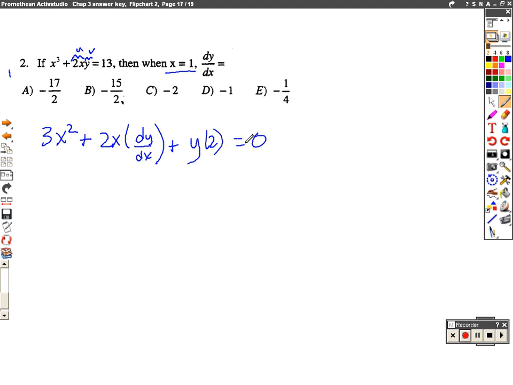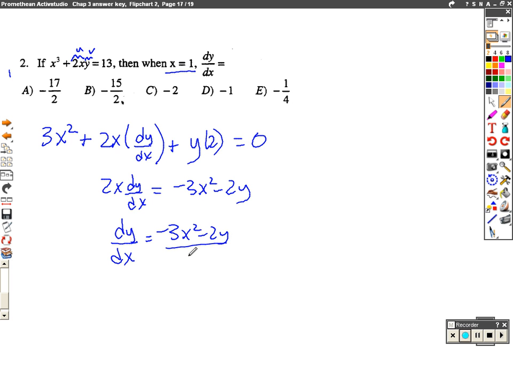We only have one term with dy dx, so we're going to put everything on the other side. 2x dy dx equals negative 3x squared minus 2y. And we're going to divide both sides here by the 2x, and we get negative 3x squared minus 2y over 2x.